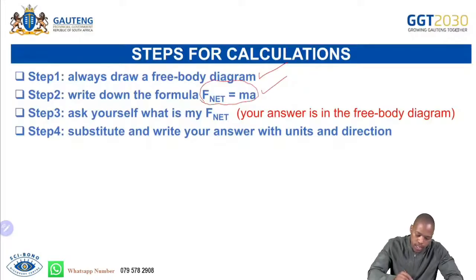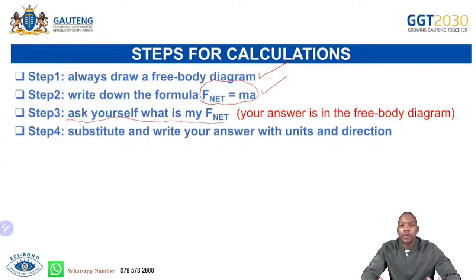Step number 3 says you must ask yourself, what is my F net for that particular scenario that you are dealing with? So you ask yourself, what is my F net? However, step number 3, much as it can be tricky, it can also be easy because the answer is already there. The answer is in your free body diagram. So you ask yourself, what is my F net? And to answer that question, the answer is in the free body diagram.